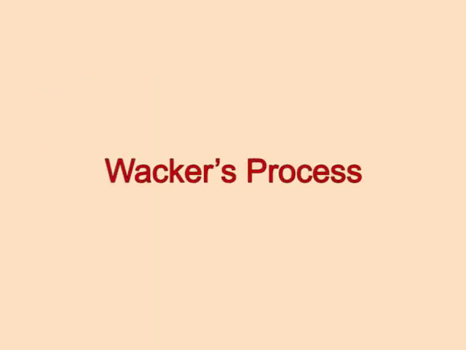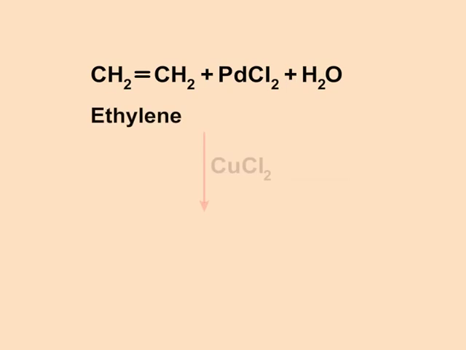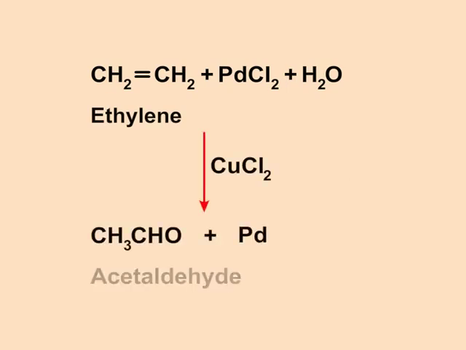We will now learn about the Wacker's process. Alkenes can be converted to aldehydes and ketones by treating with an acidified aqueous solution of palladium chloride and cupric chloride. This method is called Wacker's process.